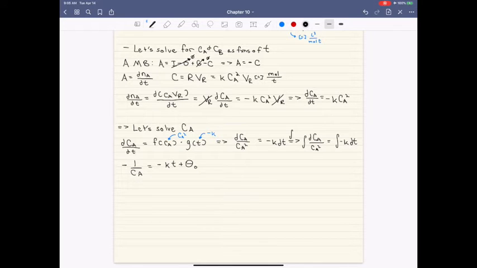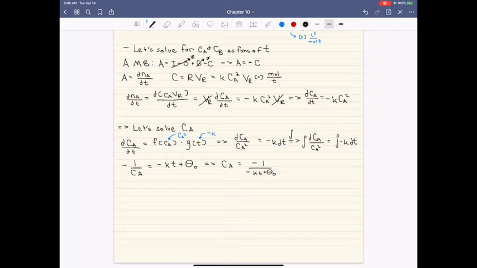In any case, we want a function of Ca, so I'm going to rearrange this equation so that we have Ca is equal to negative 1 over negative kt plus theta naught. Okay? And so this is the type of equation that we want, but at this point, we're still not done, because we need to figure out what the constant here is. Okay? So at this point, pause the video and think about how we're going to figure out what this constant is.